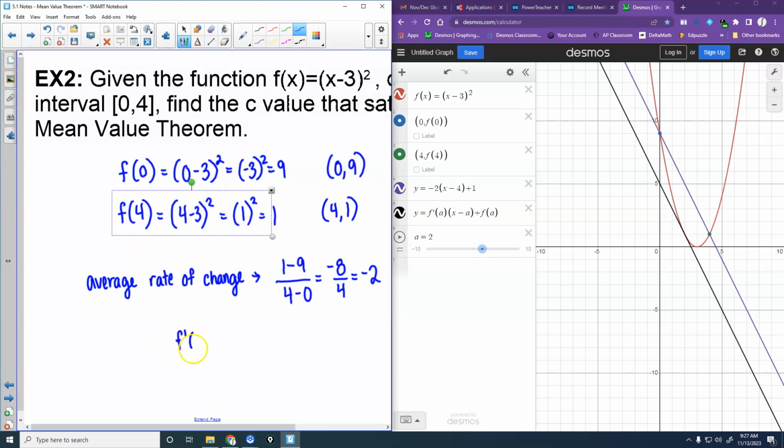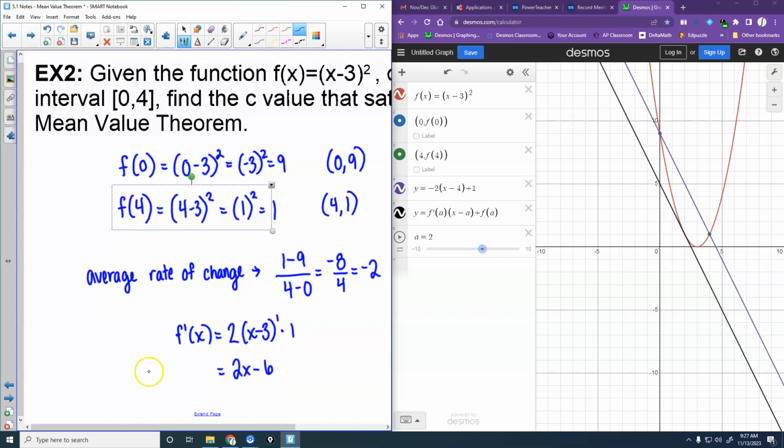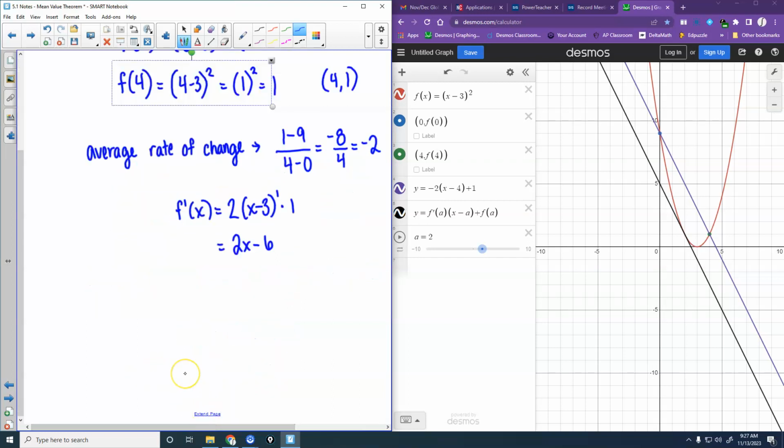So f prime of x, you must use chain rule on this, although it's a very simple chain rule. You have 2(x - 3) to the first power multiplied by the derivative of x - 3, which is just 1. So it's really just 2x - 6. If you distribute there, you don't have to. It'll be a little easier to solve if you distribute, but not much. So that is our f prime of x.